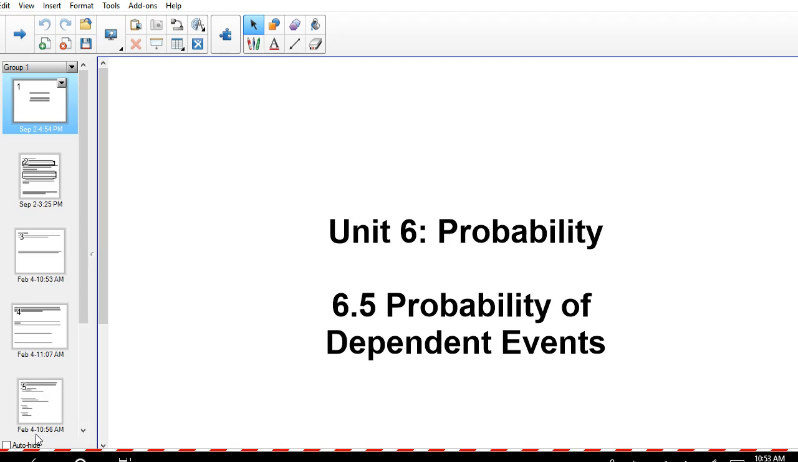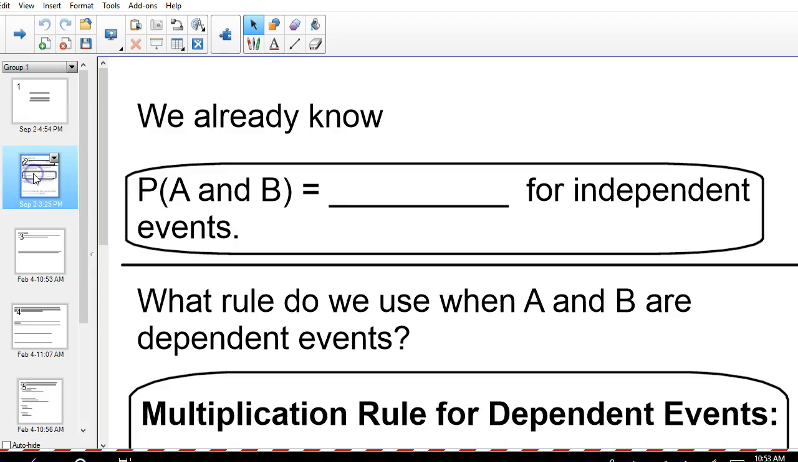Probability of dependent events. We looked at probability of independent events, which was basically you're going to multiply, if you're rolling a dice, 1/6 times 1/6 times 1/6, however many you got. So today we're going to look at dependent events. And for dependent events, our rule's going to be different.